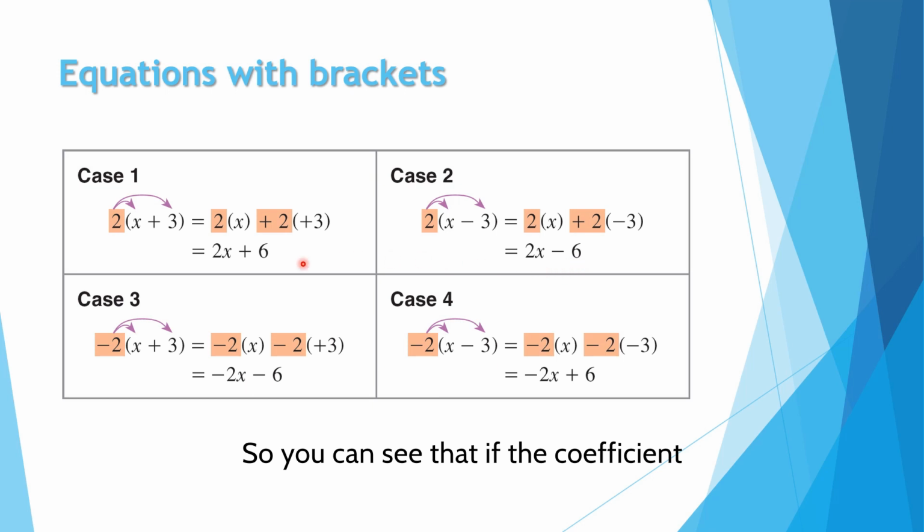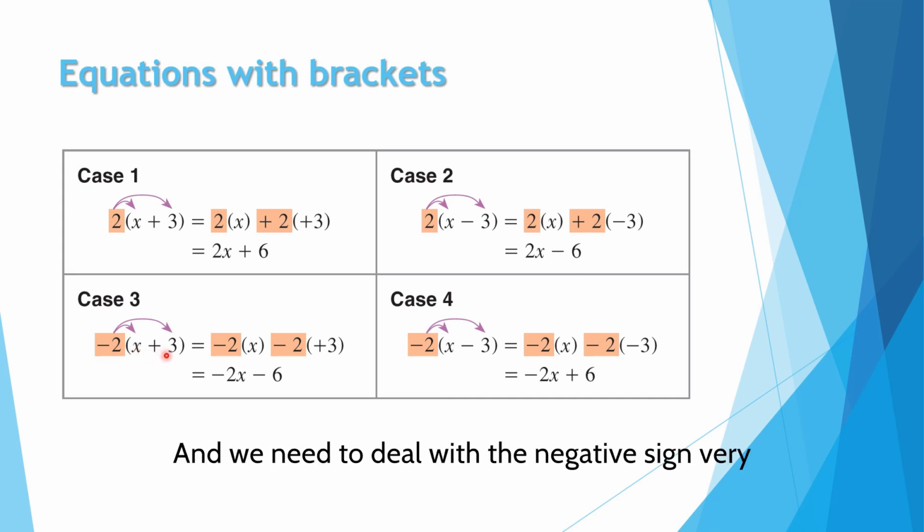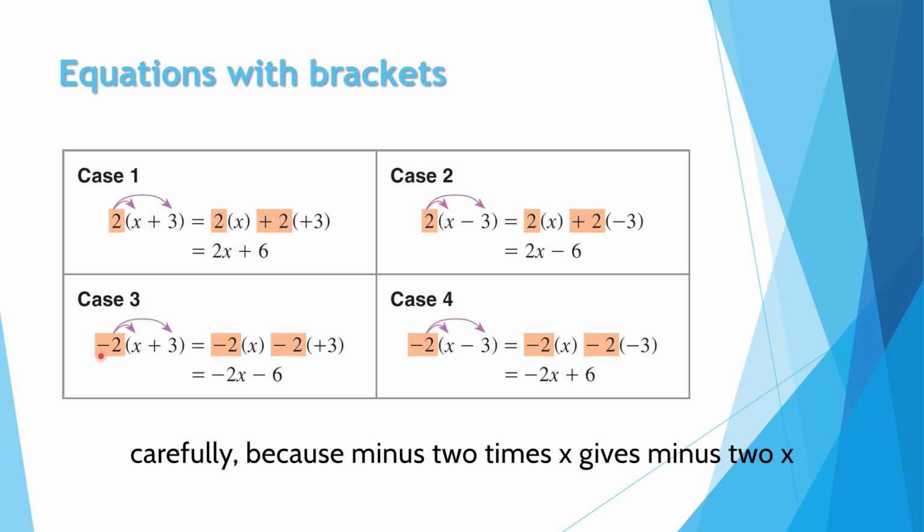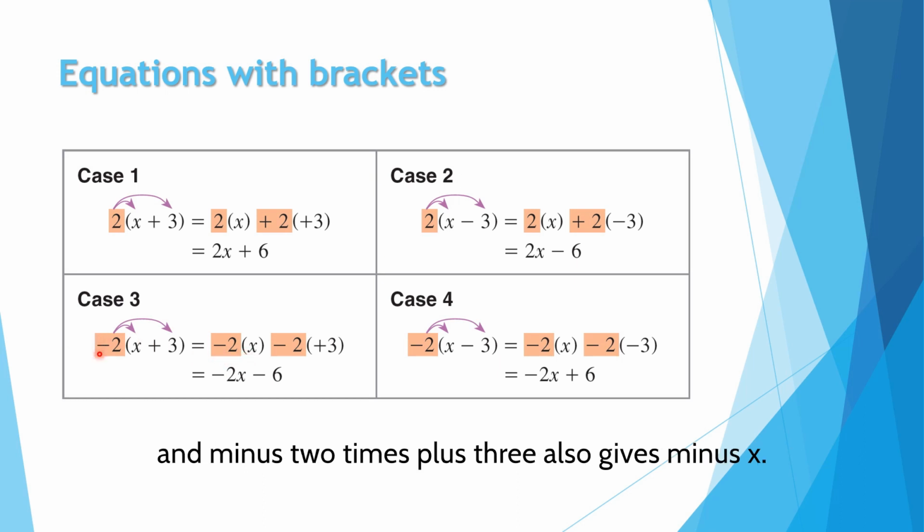So you can see that if the coefficient before the bracket is a positive number, it would be a bit easier to deal with. But if it is a negative number, just like in case 3, we also need to multiply both members inside the bracket, and we need to deal with the negative side very carefully, because minus 2 times x gives minus 2x, and minus 2 times plus 3 also gives minus 6.